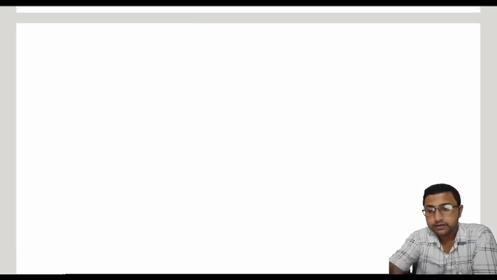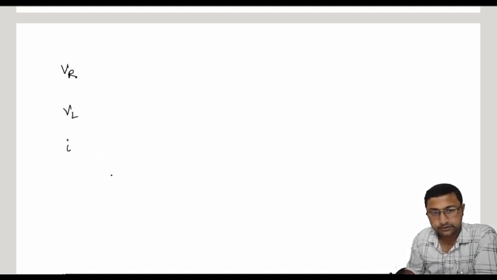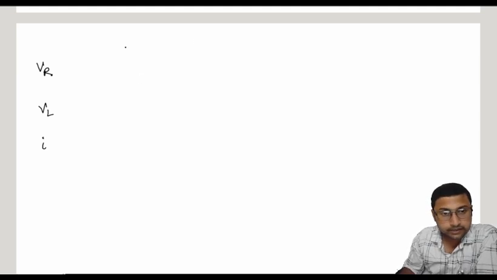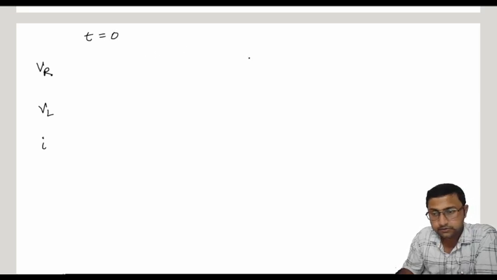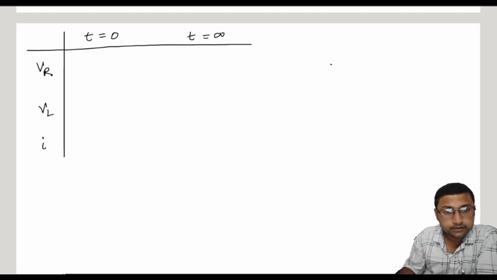With this quantity, the first one is VR, the second one is VL, the third one is I. Okay, so put it on the left side. So we will consider the timing, that is at t equal to 0 and at t equal to infinite. So make the table in this manner.